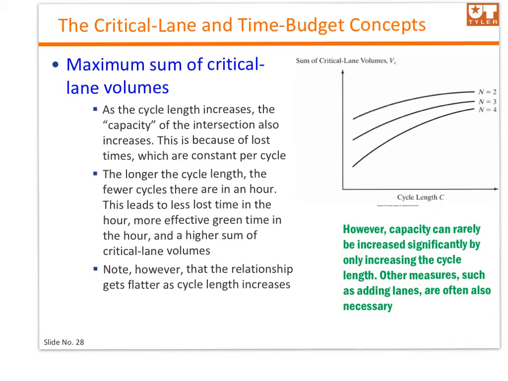Another observation: capacity rarely can be increased significantly by only increasing the cycle length. That means increasing the cycle length is not the only solution. Sometimes we're going to reach a certain high cycle length beyond which I cannot increase it anymore, and therefore we need to look for other measures, such as adding lanes, to solve that problem.